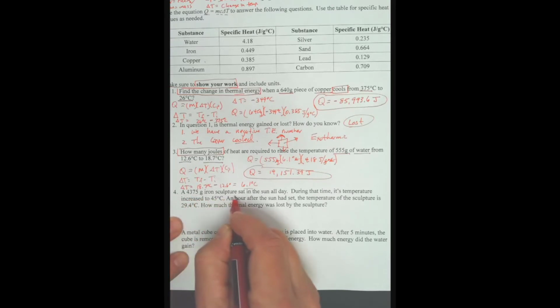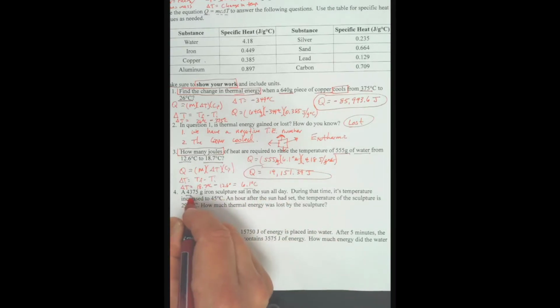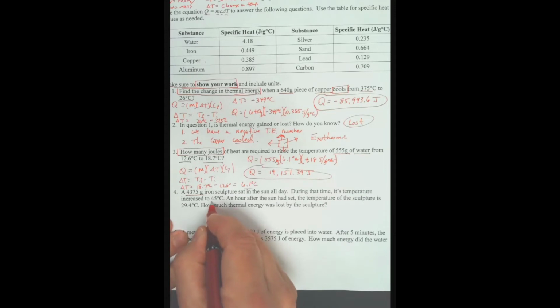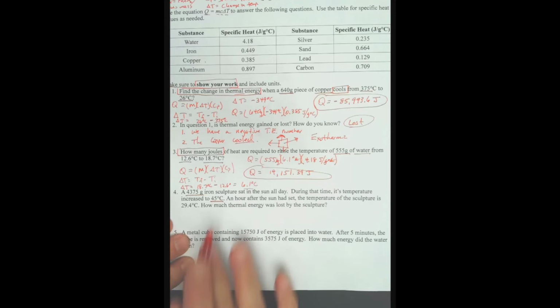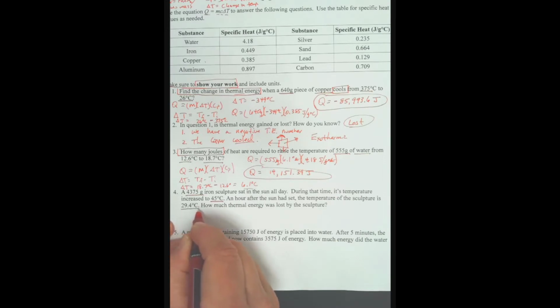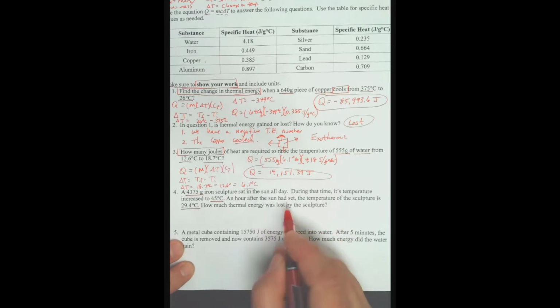So let's go through number 4. It says a 4,375 gram iron sculpture sat in the sun all day. Let's go ahead and underline that because that's important information. That's the mass. During that time, its temperature increased to 45 degrees Celsius. That seems important. I'm going to underline that. An hour after the sun had set, the temperature of the sculpture is 29.4 degrees Celsius. So how much thermal energy was lost by the sculpture?